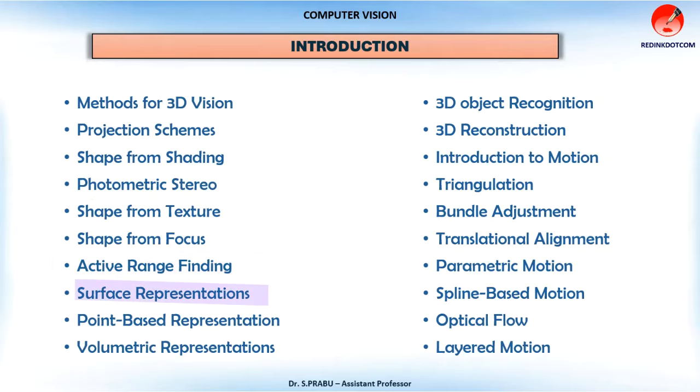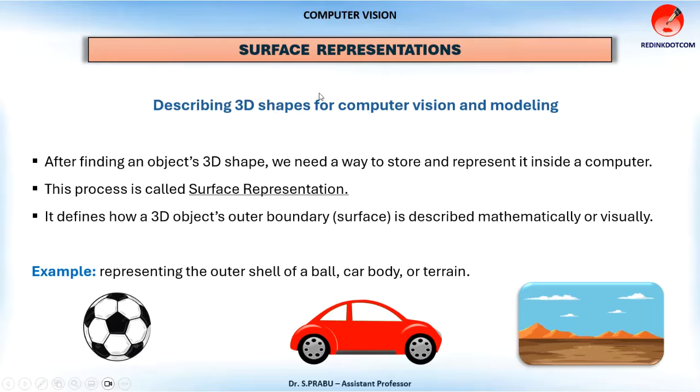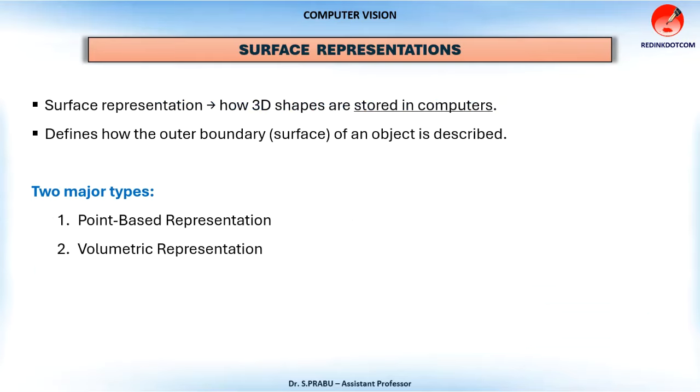The next topic is surface representation. After visualizing the 3D object using the different methodologies, we can store those details inside the computer. That is called 3D representation. So 3D representation is nothing but the surface information of the 3D object being stored inside the computer. We should know how to define the 3D surface in a mathematical way. There are two types: one is point based representation, another is volumetric representation.